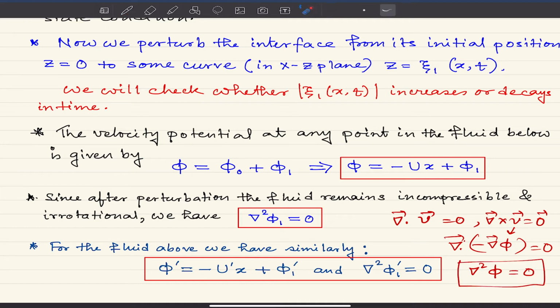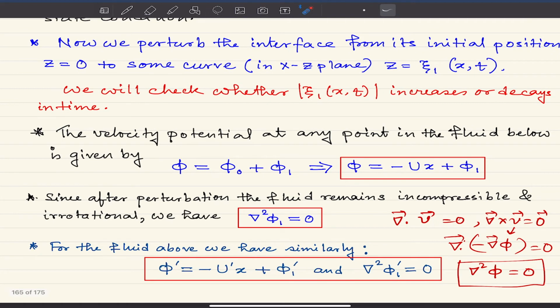So this is true for the total one. The first one is also satisfying the Laplace equation because of this functional form. This is easy to verify. And then the second one must satisfy the Laplace's equation itself. So the perturbed part of the velocity potential also satisfies a Laplace's equation.